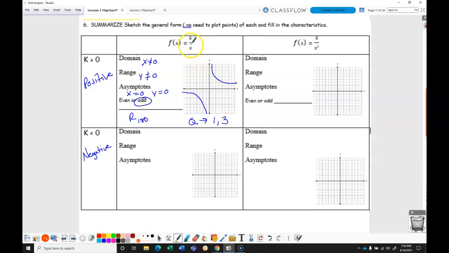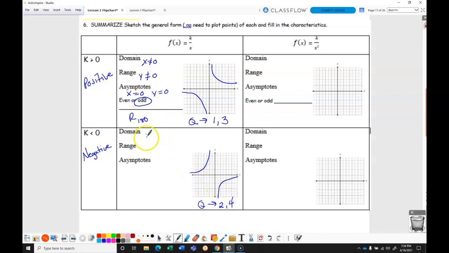Okay, let's stay with that linear one, but now let's turn it negative. What happened when it turned negative is this branch that was in 1 now reflects over the x-axis and moves into 4. And the branch that was in 3 reflects over the x-axis and moves up to quadrant 2. So my quadrants are 2 and 4 now.